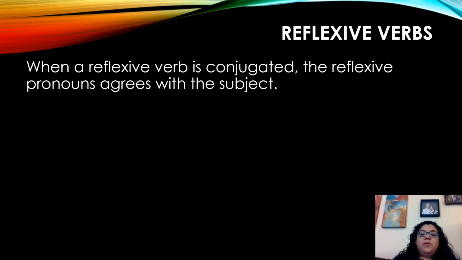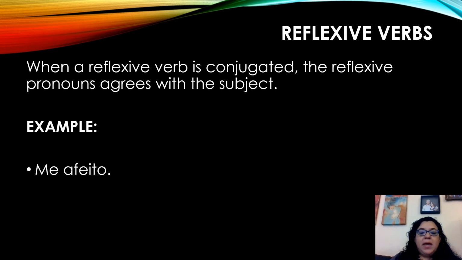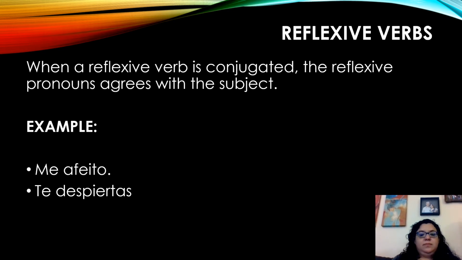Now, when a reflexive verb is conjugated, the reflexive pronoun has to agree with the subject. That's a very important thing, guys. Your reflexive pronoun has to agree with your subject. So, for example, me afeito. Afeito is conjugated for yo, and it's using the reflexive pronoun me to imply it's me, like I do it myself. Me afeito, I shave myself, basically is what you're saying. Te despiertas, you wake yourself up. That's what you're saying.